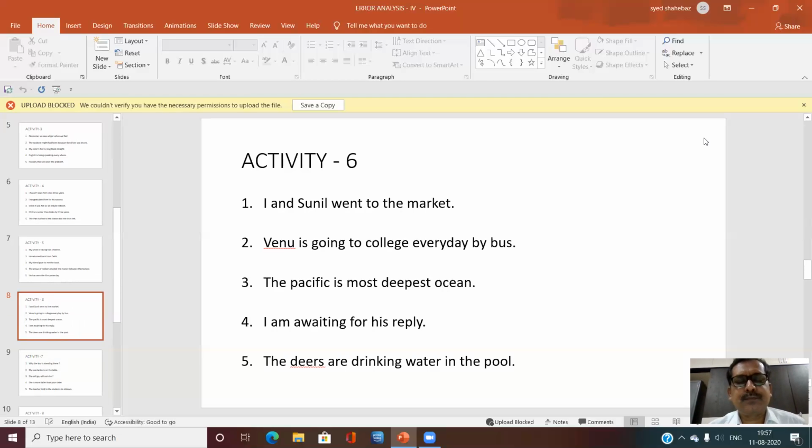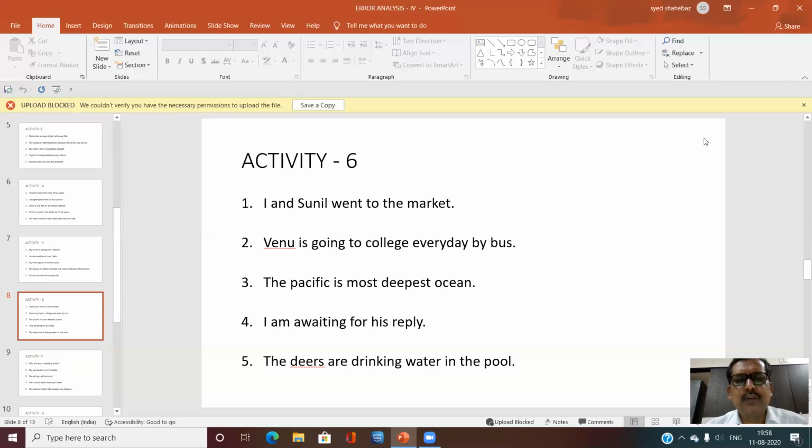Activity 6. I and Sunil went to the market. So, it is a matter of courtesy. It is not related to grammar principle. So we have to always mention the latter first, not here. So the sentence must be like this: Sunil and I went to the market.